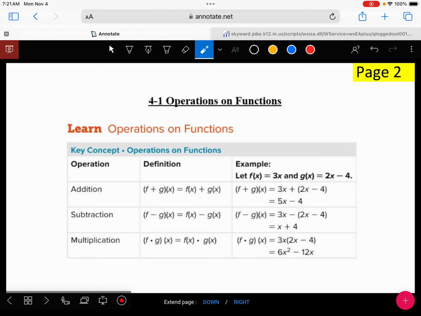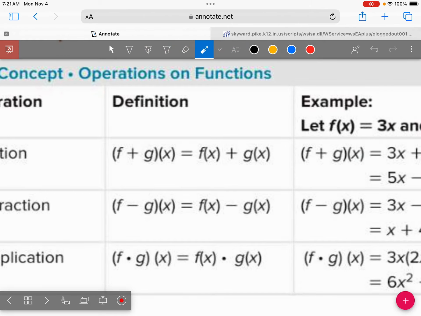So instead of it saying add, it will say find f plus g of x. In other words, take the f function and add it to the g function. That's what that notation means. If you see that on the test, that means that they want you to add the two functions together. If there's a minus sign, that means subtract.